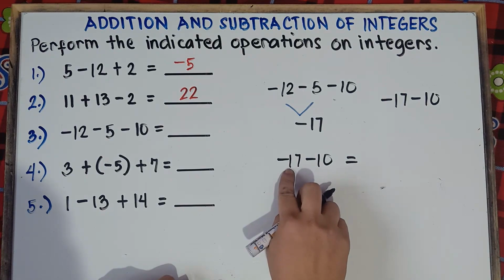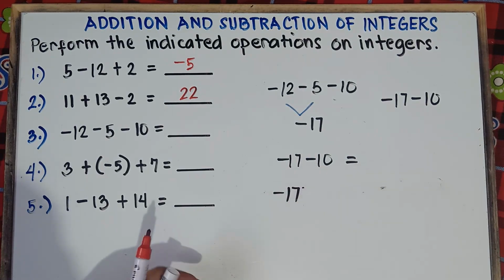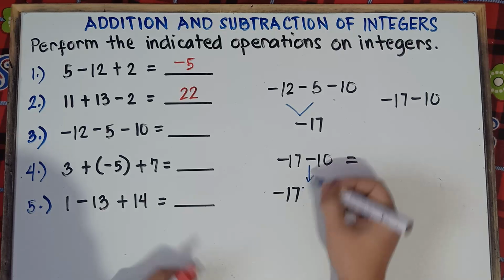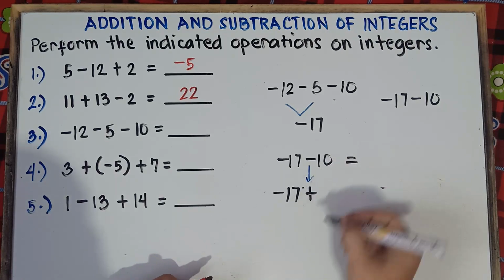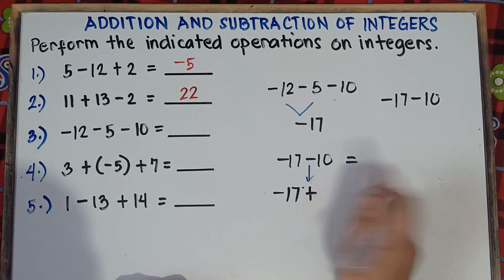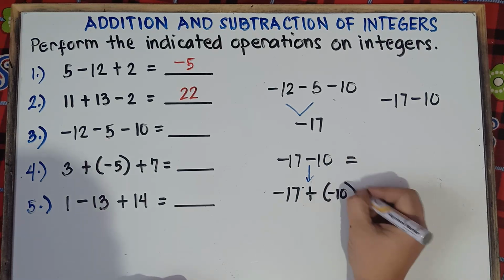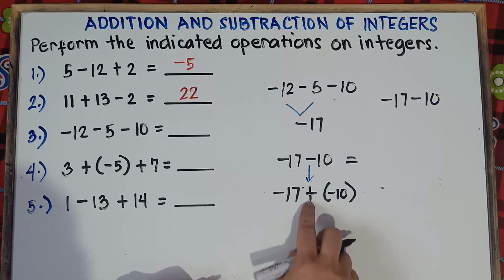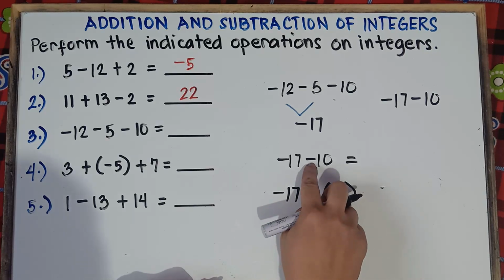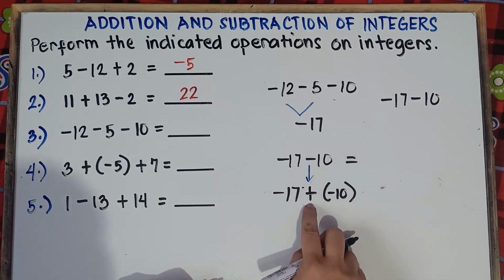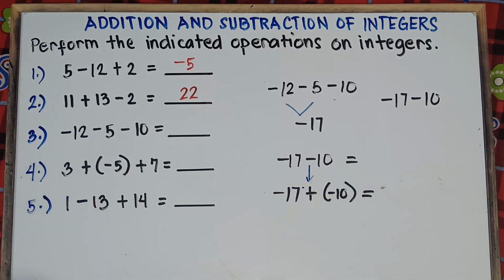Alright, so once again, copy this one first. Negative 17, you keep it. This is negative, it becomes positive. And then this is positive 10, it will be negative 10. Change the sign to its opposite. Once again, class, this is a minus sign because this is subtraction. We change the sign into plus sign. That's the rule there, class, in subtraction of integers.